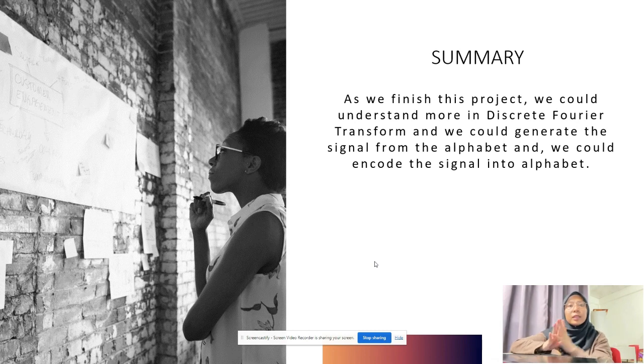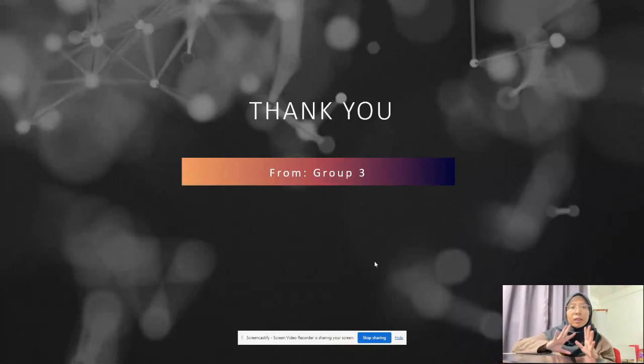At last, we can summarize this project. As we finish it, we understand more about the discrete Fourier transform, we can generate the signal from the alphabet, and we can also encode the signal into the alphabet. We also know that the discrete Fourier transform is very powerful, and we can use it for many things.